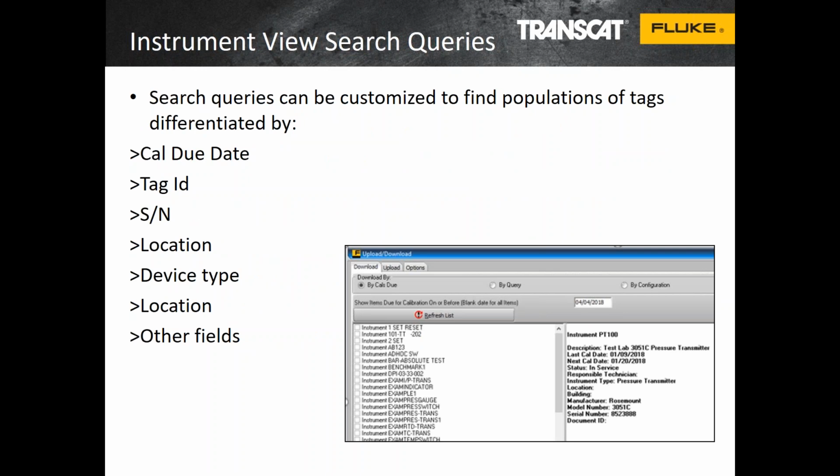The instrument search query allows you to find tags that are due on a particular cal date, or search by tag ID or serial number, or you can do nested searches, for example, calibration due date within 30 days in tank farm 3 that are all pressure. And Bob, when he gets into the search, will give us a quick show on what the search criteria can look like. Next.